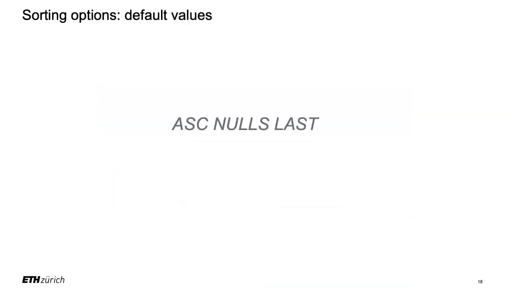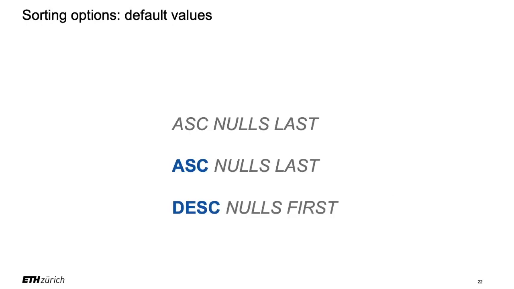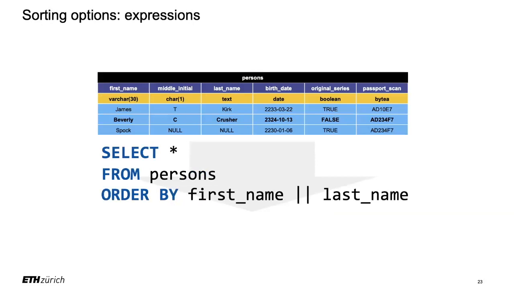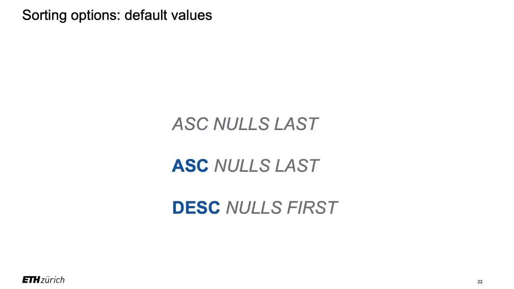By default, if you don't say anything, if you just say order by, it's ascending and nulls last. The nulls will be at the end. Then if you specify ASC or DESC, so ascending, descending, the nulls will be last in the case of ASC, and they will be first in the case of DESC. What does it mean? It means that by default, the nulls are assumed to be larger than everything else, greater than everything else, right? So this is why last if it's ascending and first if it's descending. All right, so this is the default. And of course, you can also override this by explicitly saying ASC nulls first or DESC nulls last.